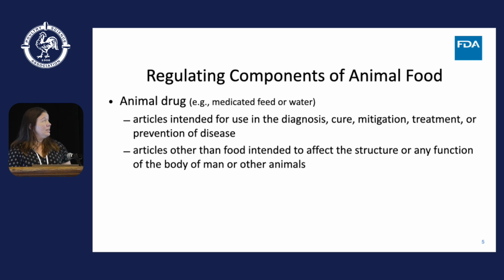So an animal drug, as defined in the Act, is an article that is intended to diagnose, cure, mitigate, treat, or prevent a disease in animal or man. It is also defined as a substance other than food that is going to affect the structure or function of that animal or of man. And so these definitions apply both to humans and animals, but when we're talking about animals, and specifically when we're talking about poultry, a lot of the drugs that we give to poultry are provided orally by either the feed or the water, and so we refer to those as medicated feed or medicated water.